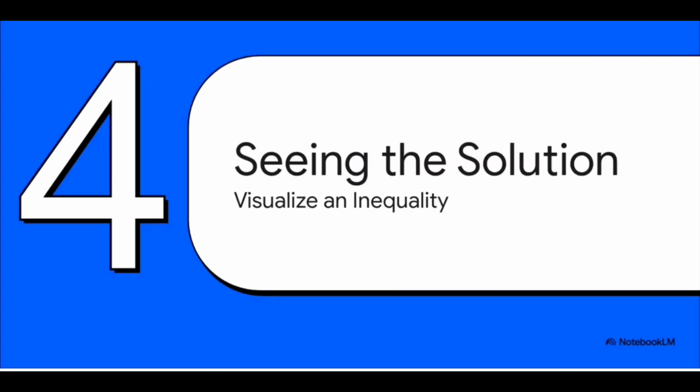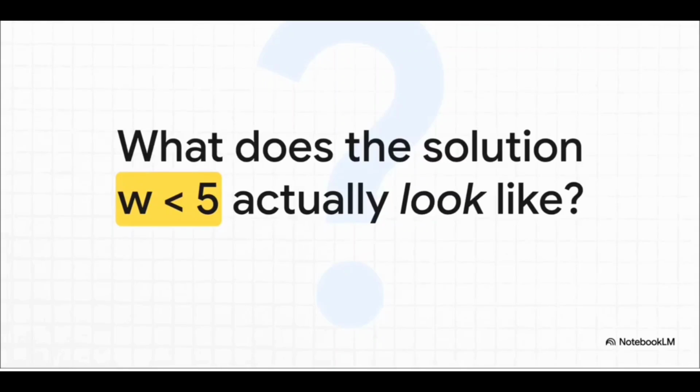But, you know, writing it down is only half the story. The really cool part is when you can actually see what the solution means. So let's try to visualize it. So we have our inequality. W is less than 5. But what does that really look like? I mean, what are all the possible answers? Is it just 4? Or maybe 3? What about 4.5? Or 1.2?